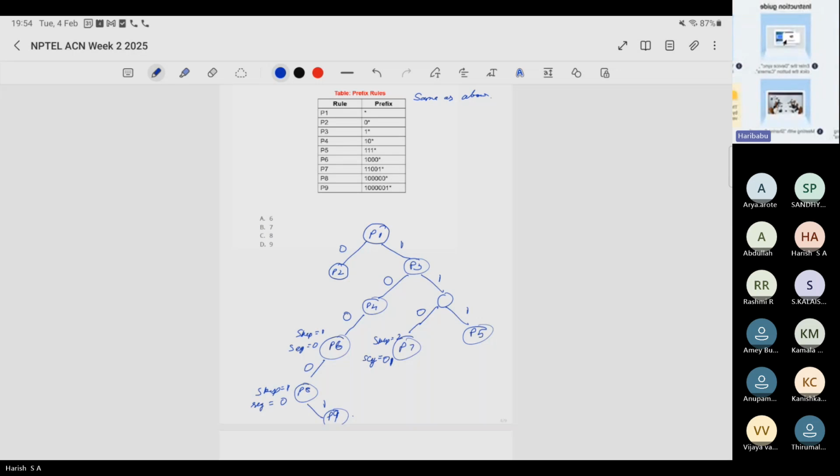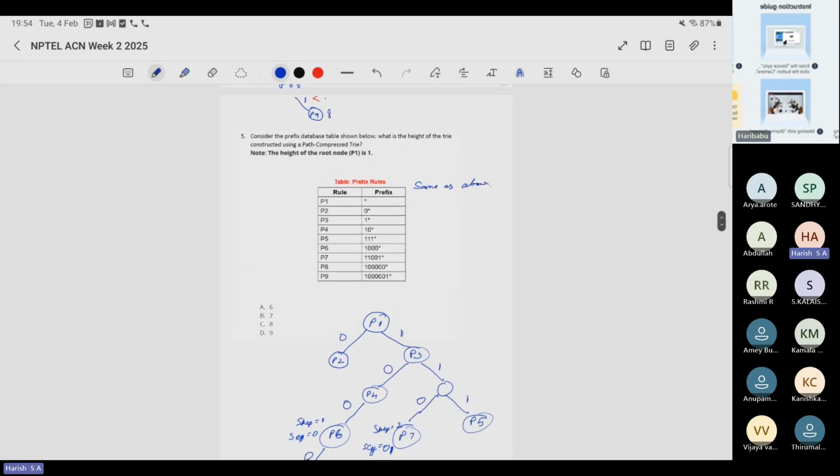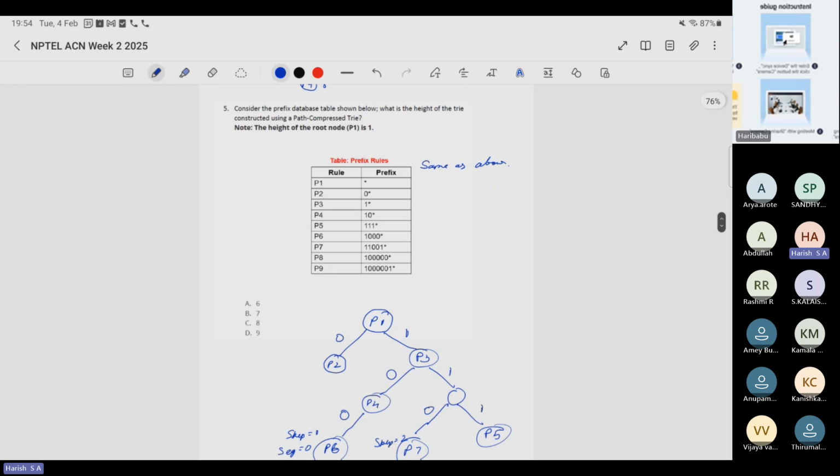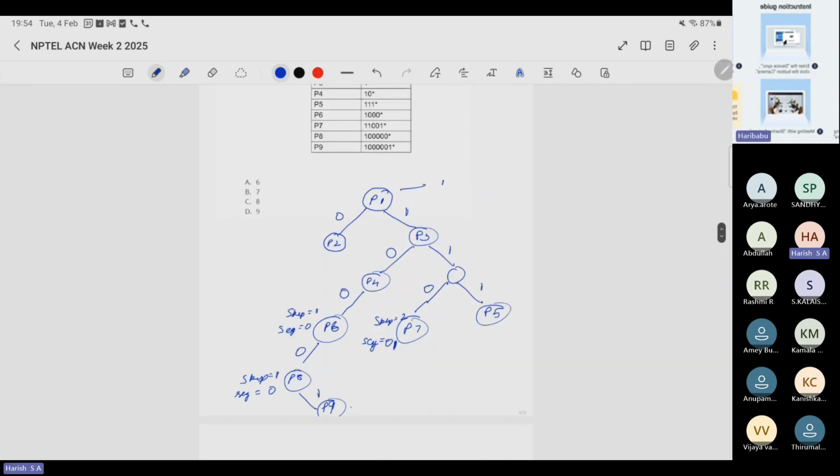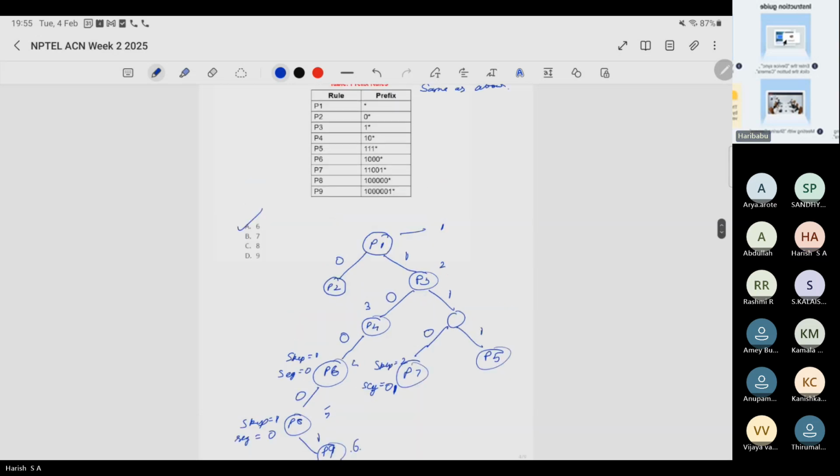Sir, what is the current answer, sir? Oh, okay, yeah, good question. Right. So again, the question was, what is the height of the trie here? We are keeping the height as 1. So 2, 3, 4, 5, 6. So the height is 6, answer is A.